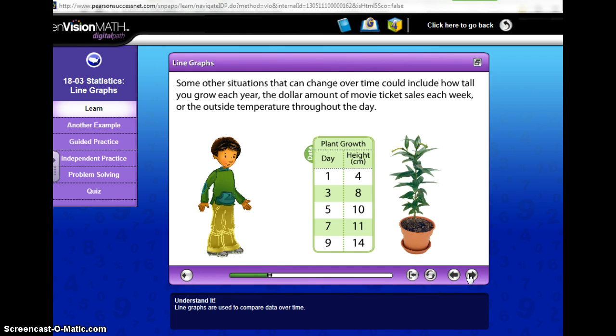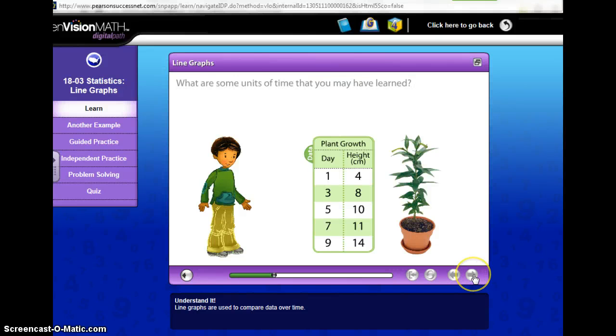Okay. So now that we've talked about some other examples, they said some examples they thought of were how tall you grow each year, the dollar amount of movie tickets for sale each day of the week. So if the Pipestone Theater were open, how much money they took in on Monday and Tuesday and Wednesday and Thursday. You would probably see a trend. My guess is that movie theaters probably make more on the weekends than they do during the week. Would you agree? Yeah. Mm-hmm. Outside temperature throughout the day. We could certainly do that as well.